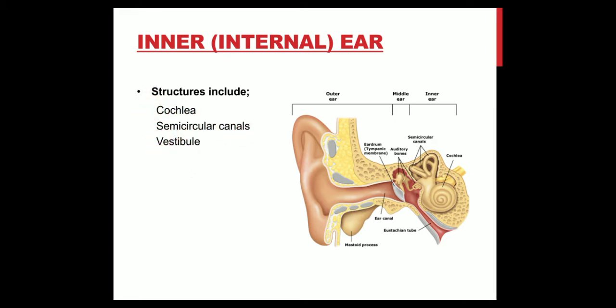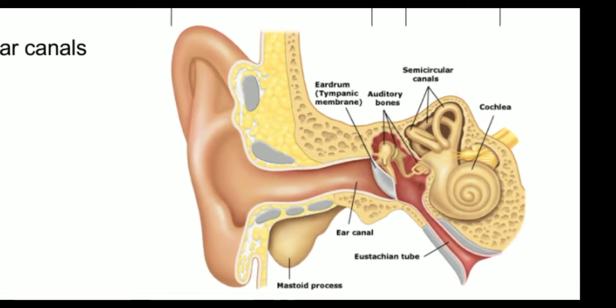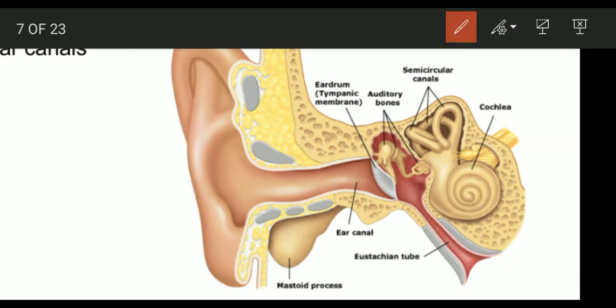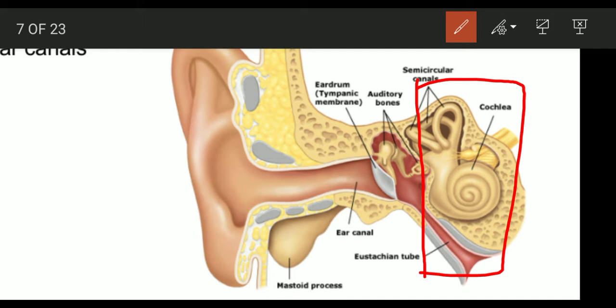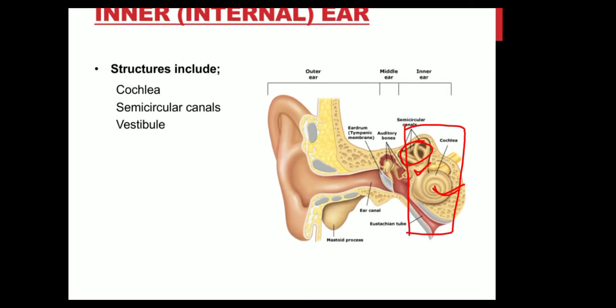Let me zoom it out and make it more clear. This part is the internal ear, and it is composed of the cochlea, the vestibule, and the semicircular canals. You can see the semicircular canals here; three semicircular canals are present. This is the vestibule and this is the cochlea. We are going to see them in more detail further on.